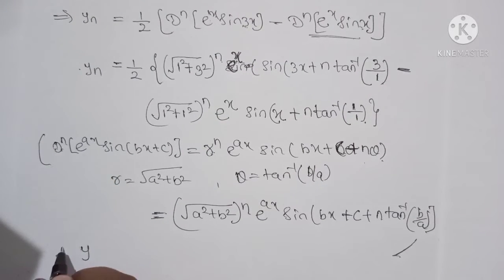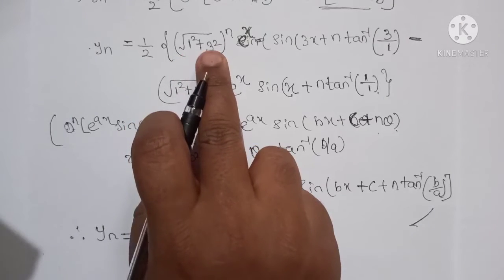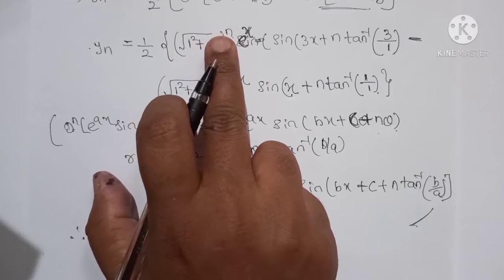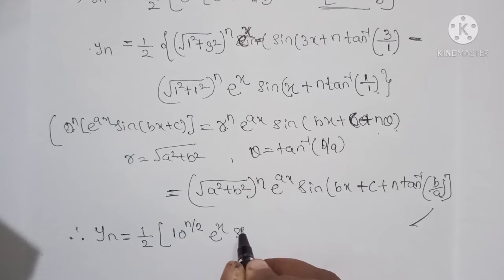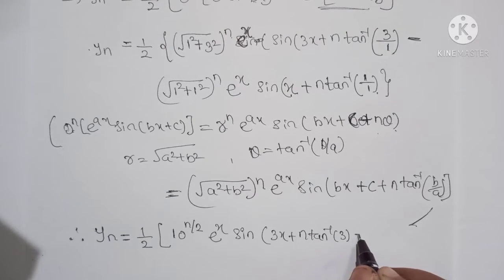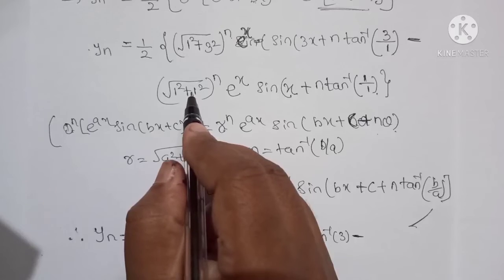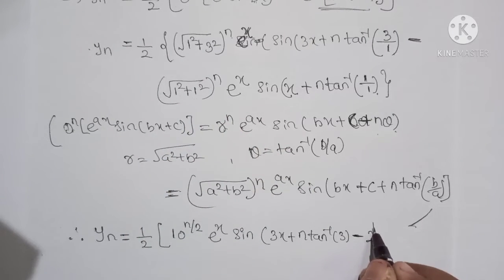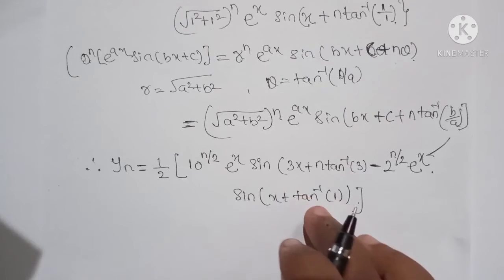Therefore y n equals 1 by 2. So 1 plus 3 square is equal to 9, 9 plus 1 equals 10, 10 power n by 2 e raised to x sine 3x plus n tan inverse of 3, minus, so 1 square plus 1 square equals 2, so 2 power n by 2 e raised to x into sine of x plus tan inverse of 1, or you can write it as 45 also. You can leave this much only, or you can write the tan inverse of 1 value.